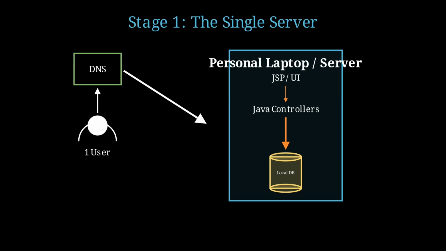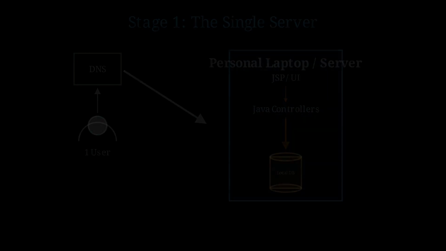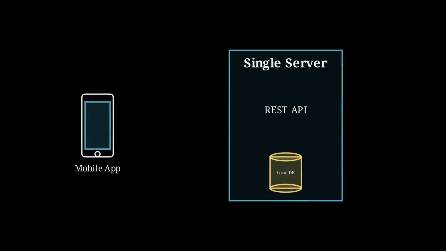When the request comes to the server, it contacts the front end, the JSP part. From the JSP, the request is routed to the Java controllers. From the Java controllers, it is routed to the database, and then the response comes back. From the database it comes to the Java controllers, from the Java controllers to the JSP, and from the JSP it is rendered in our browser. That is the flow for one user.